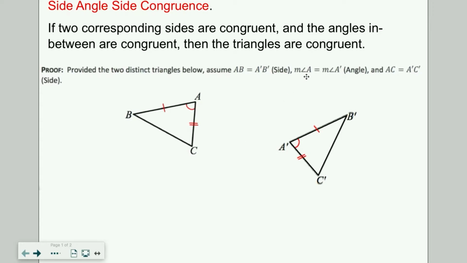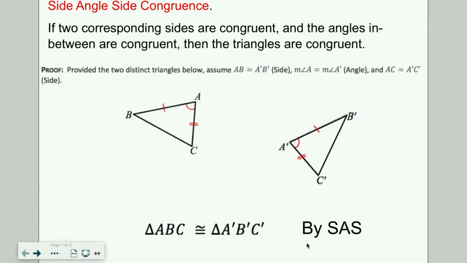Lastly, we're also given that the measure of angle A is congruent to the measure of angle A prime. Okay, so now we have a side that's congruent, an angle that's congruent, and another side that's congruent. Now, what can we say about the two triangles based on these givens? I can say that the two triangles are congruent. So here's my formal congruent statement. They are congruent. Why are they congruent? Well, they're congruent because of side angle side.